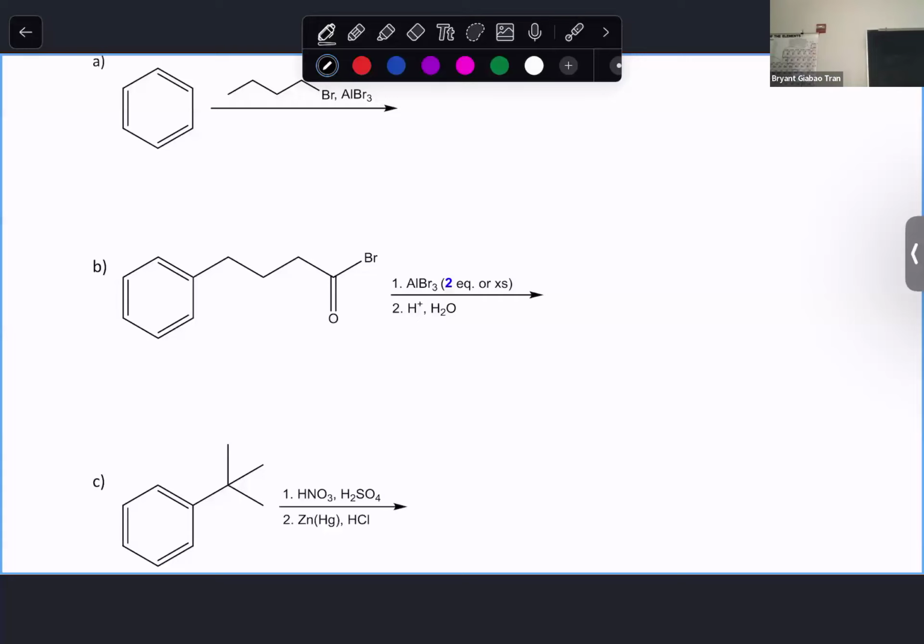A tip or a trick would be, for the B part, there's an intramolecular reaction that's going to happen somewhere. Intramolecular reaction.